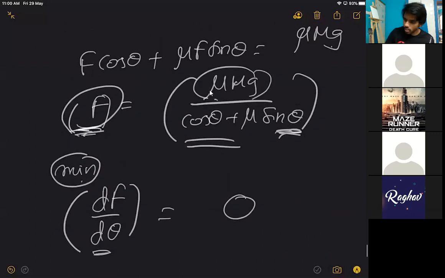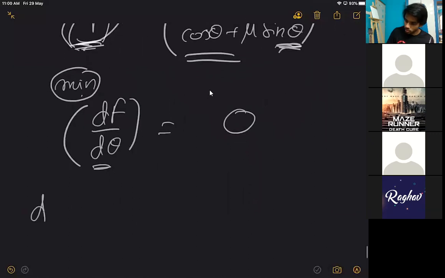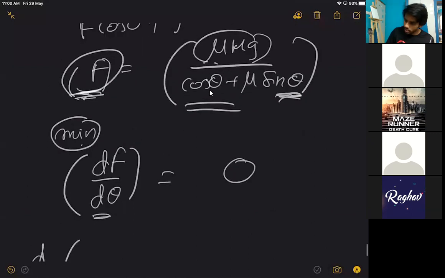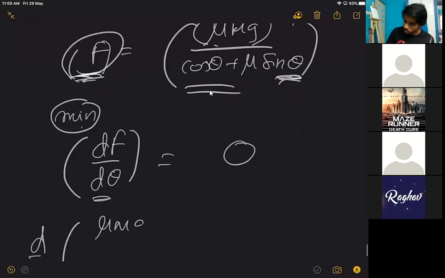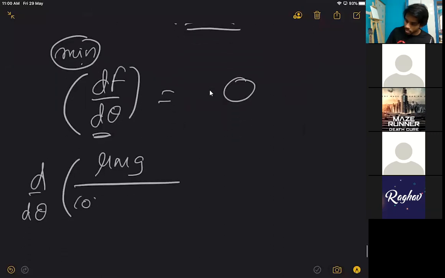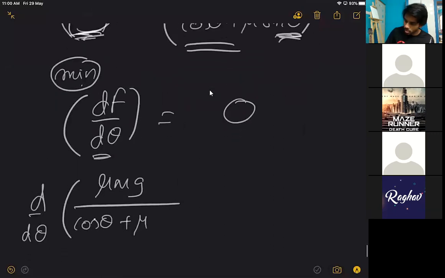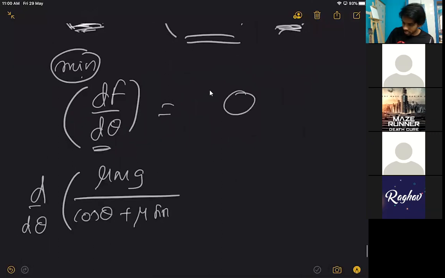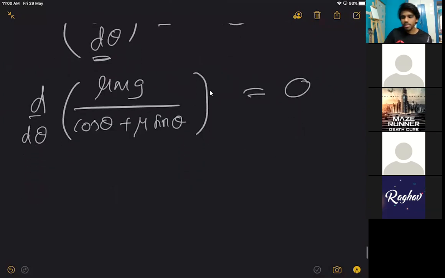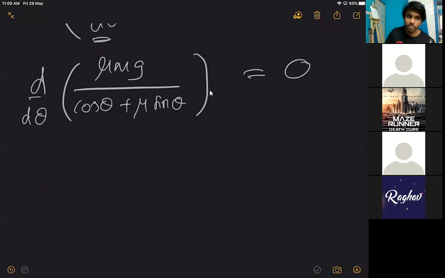This whole thing is a constant. I'm going to differentiate. df by d theta equals mu mg by cos theta plus mu sine theta. Just like kinematics, this is also a difficult part. Newton's laws didn't feel this difficult, right? Newton's laws involved only simple things. But when it comes to friction, this gets a little difficult. So I'm going to differentiate that. This whole thing is a constant, so I'm going to leave that out.